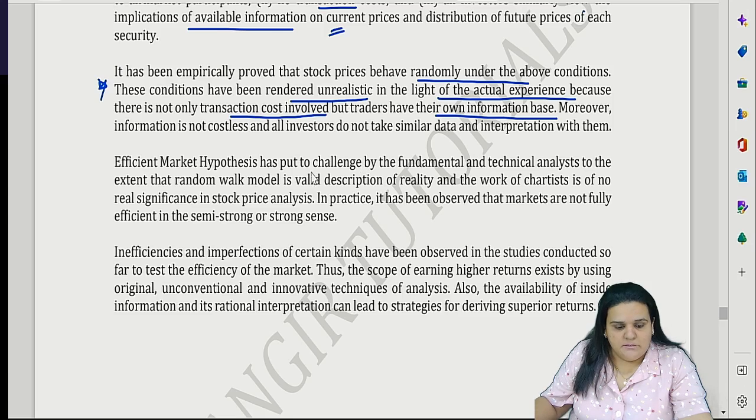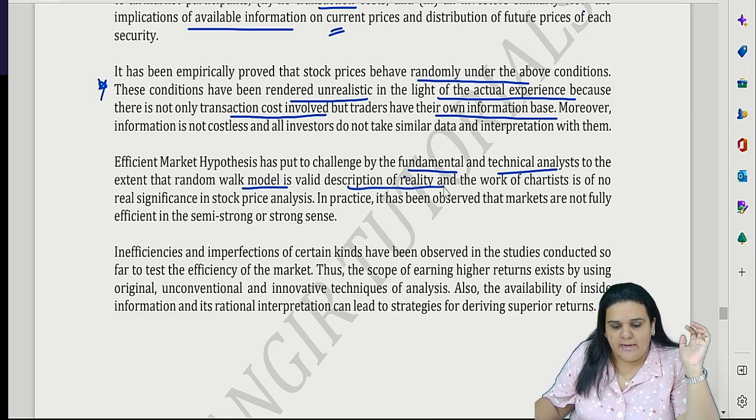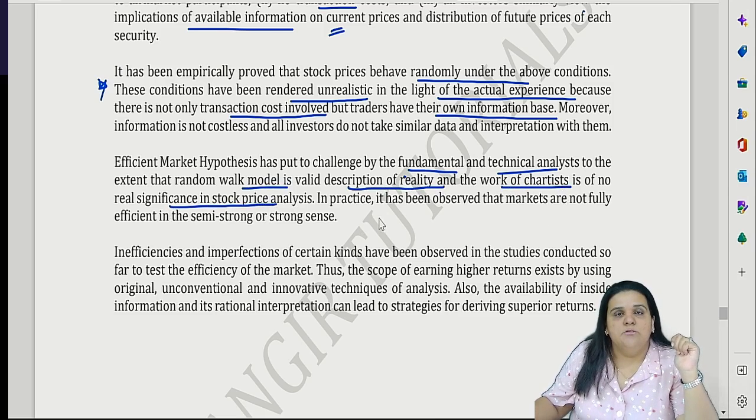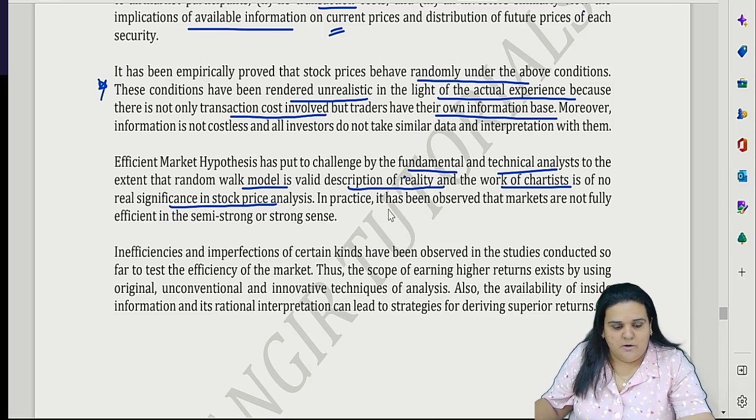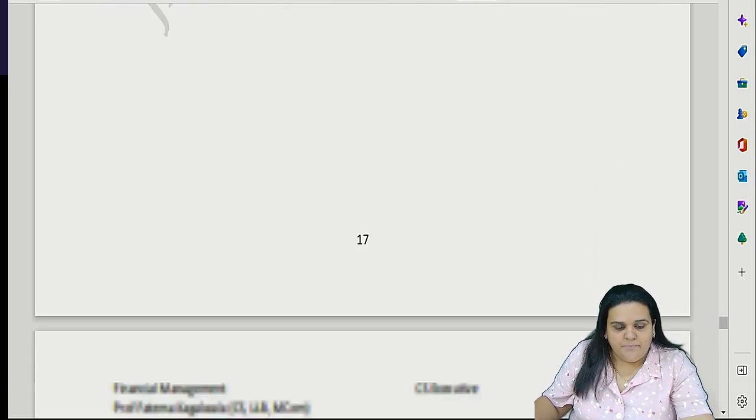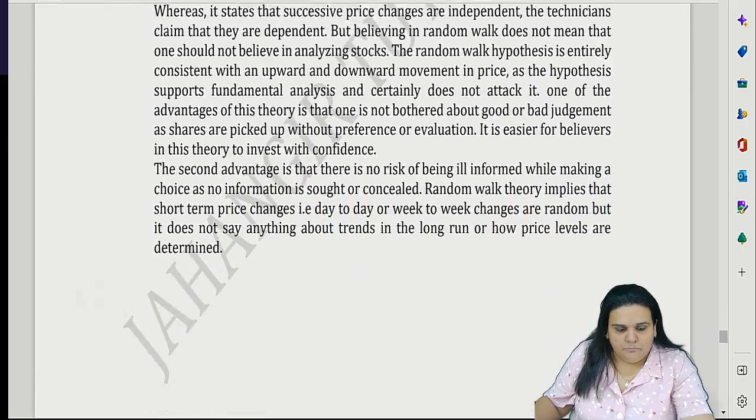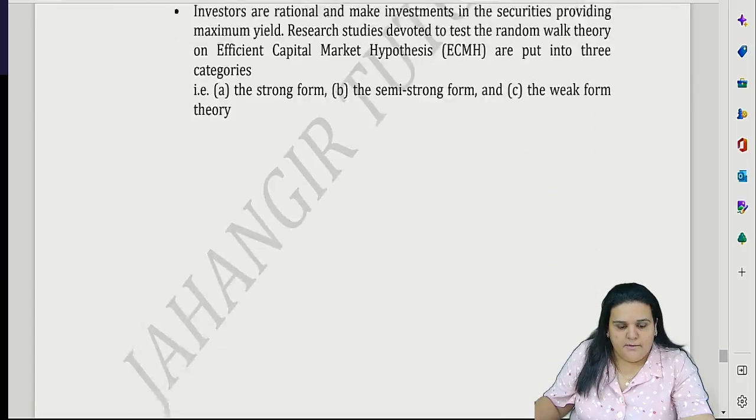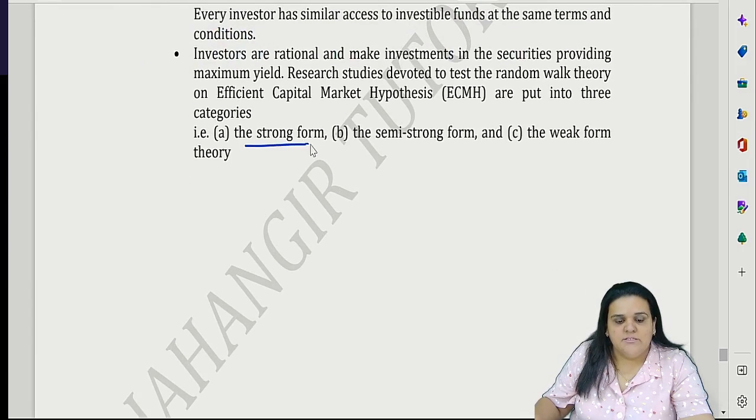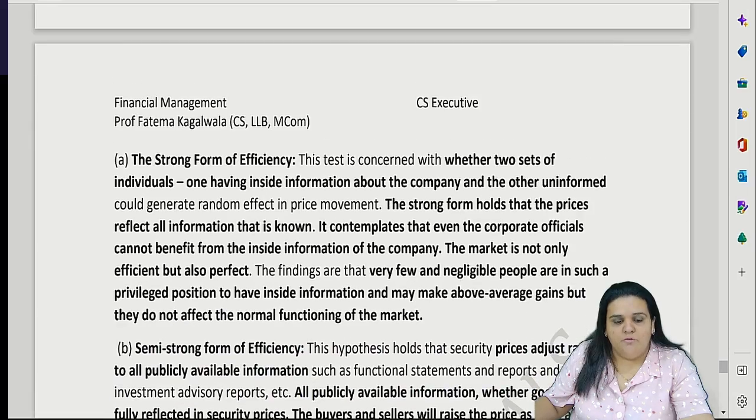So this efficient market hypothesis is challenged by fundamental and technical analysis, which extend that the random walk model is a valid description of reality and the work of the chartist is of no real significance in the stock price. So they are saying these charts have no fixed significance. And this efficient market theory is of three types: strong form, semi-strong form and weak form theory. Now what is that? Strong form efficiency.